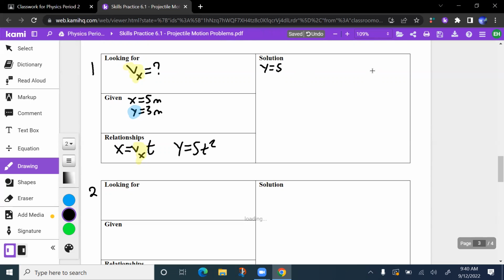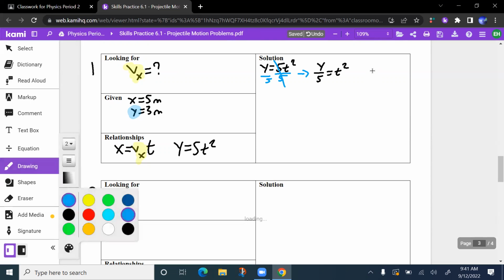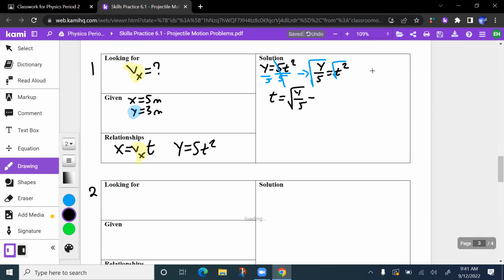y equals 5t squared. Now, in order to solve for t, we have to get rid of 5 and squared. So I'm going to divide both sides by 5. That's where I'm going to start. Rewrite the equation, and I get y over 5 equals t squared. Now I have to get rid of the square. Well, the opposite of a square is the square root. So I'm going to square root both sides, and t is equal to the square root of y over 5.